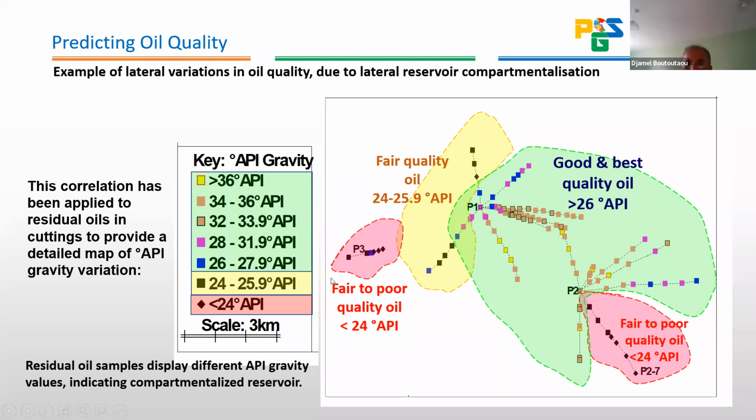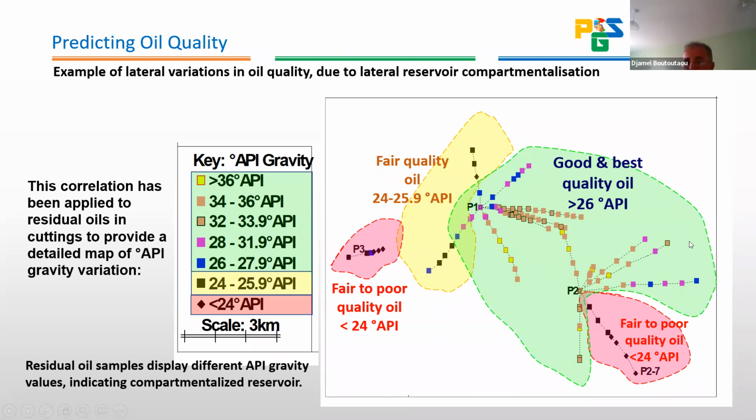So now, if you want to drill a well today, you're not going to drill it in this compartment here or in this compartment. You are going to drill a well in here, in here, in this compartment here, and to a lesser extent in this compartment here. Then you know that you're going to be hitting good quality oil, and you optimize your production.